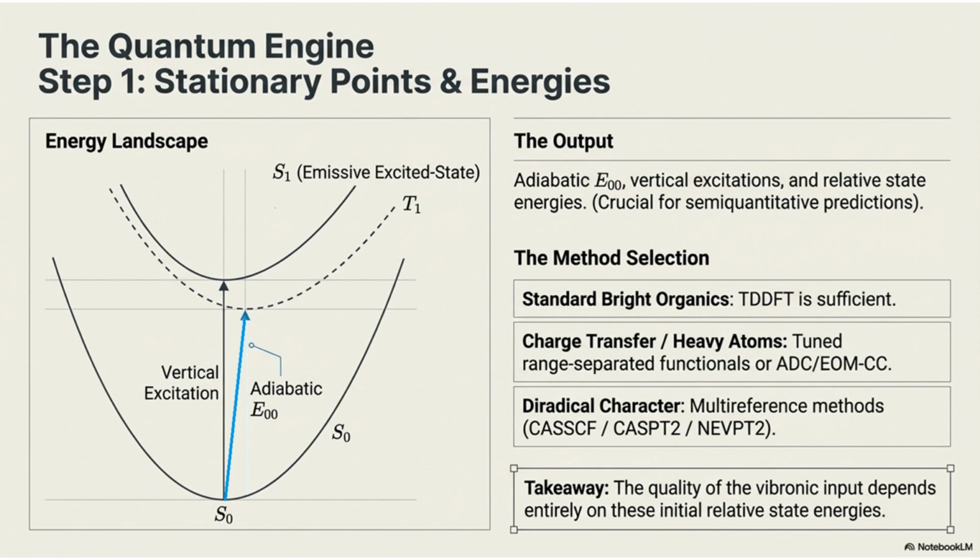Step 1 of the quantum engine is determining stationary points and energies. We calculate the adiabatic E00, vertical excitations, and relative state energies. The method selection depends on the molecular character, ranging from TDDFT for bright organics to multi-reference methods for diradical character.